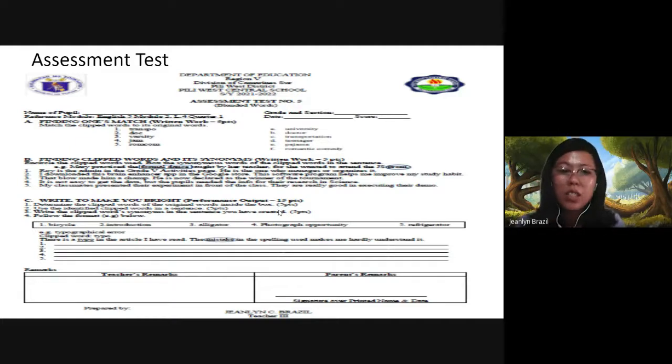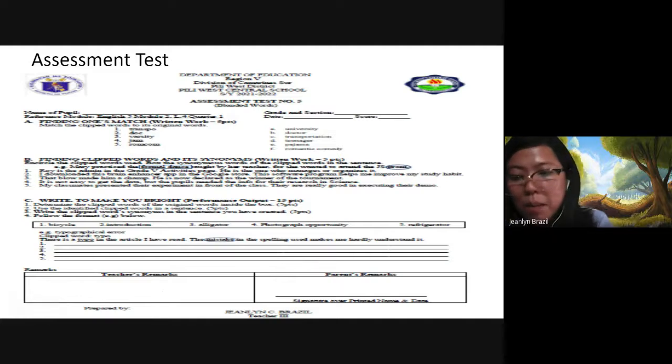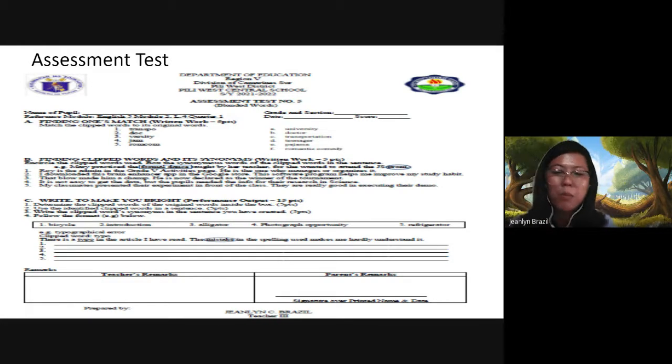So I would like to check if you really answer the question. So dito sa last part, we have the teacher's remarks. So pag chinekan ko 'yan, maglalagay ako ng remark. Let's say for example, you are so good because you got a perfect score.